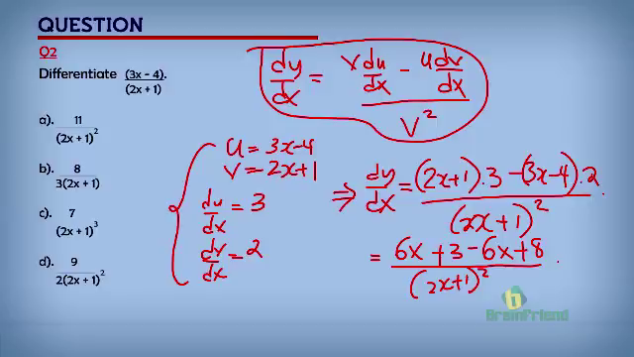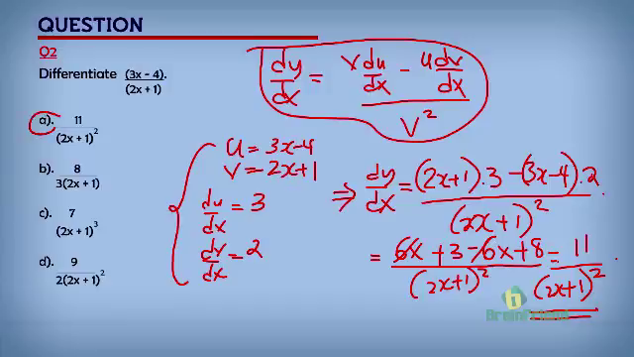If we worked out what we have on the board, we would have 6x minus 6x. That would give us 0. And we'll be left with what? 3 and 8. 3 plus 8 would give us 11, all over 2x plus 1 all squared. And that is our final answer. That is our derivative. Let's quickly take a look at our options to see which one we have correctly. A is our correct answer, which is 11 all over 2x plus 1 squared.